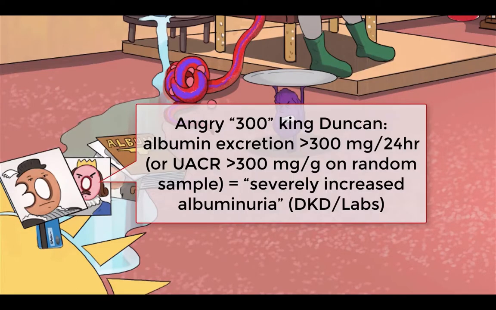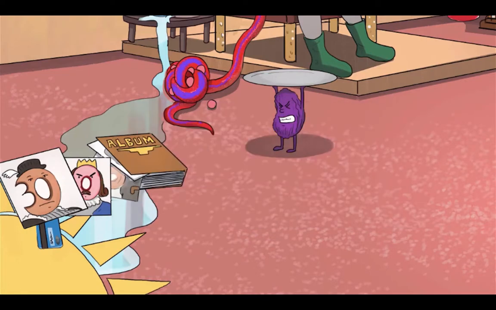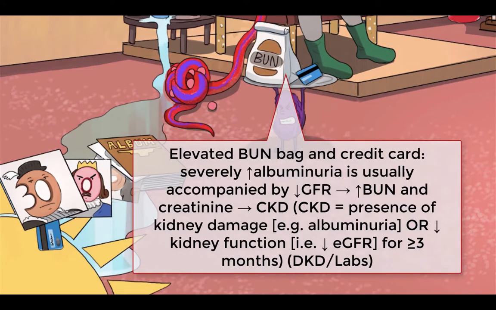Speaking of excessive urinary protein, moderately increased albuminuria can progress to severely increased albuminuria, formerly called macroalbuminuria or overt proteinuria. This is defined as an albumin excretion above 300 milligrams per day on a 24-hour urine sample, or a urine albumin to creatinine ratio above 300 on a random sample. The development of severely increased albuminuria is usually accompanied by a progressive decrease in GFR. Look for a rising BUN and creatinine, suggesting development of chronic renal disease.